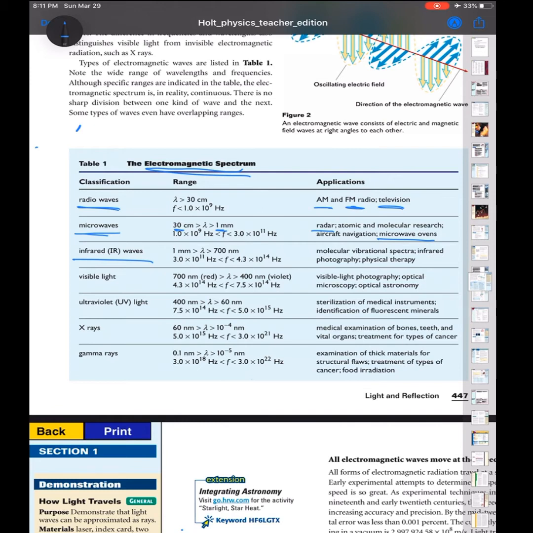Then infrared rays, infrared waves, we can say IR. The range is 1 millimeter to 700 nanometers. It's getting smaller. Molecular vibration spectra, infrared phototherapy, and physical therapy are uses we are going to look at.